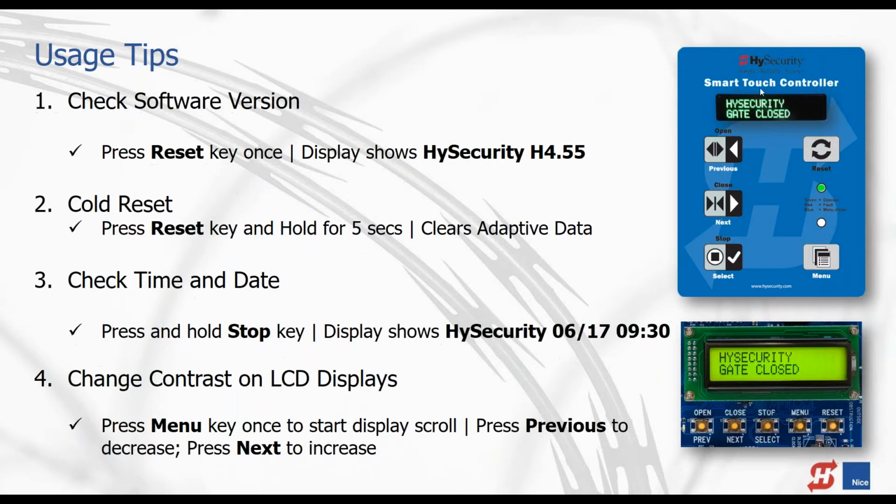A couple more usage tips. If you just press the reset key once, it'll chirp at you, and you watch the display, it'll say HySecurity 455. That's a quick way of checking what version of software is on your gate operator. A cold reset: if you press and hold that reset key for 5 seconds, that clears all the adaptive data. That's data that we collect to make decisions on, like how long the gate is open, IES trips, all that. So a good way of resetting your machine is to press and hold that for 5 seconds, if that's what you would like to do.